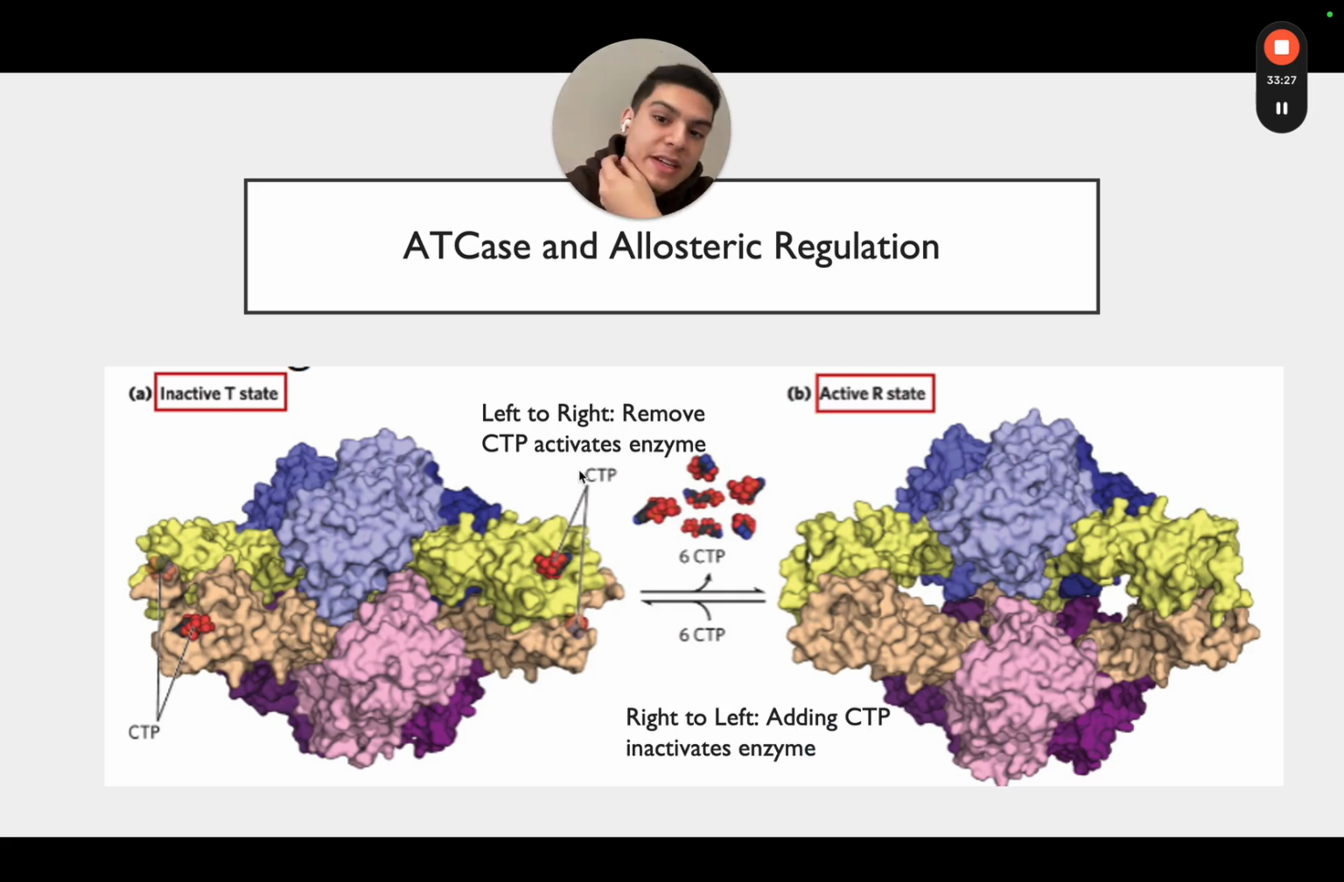And then looking at a specific example, we're looking at ATCase and allosteric regulation. From left to right, we're going from this inactive T state to the active R state. Right here we have CTP, which is just a random molecule. What this CTP does is that when it's bound, it inactivates the enzyme. But if we remove the CTP, we see that it's activating the enzyme into the R state. So again, CTP is a negative modulator, because if it's bound, it promotes the inactive state, whereas if it's released, it's the active R state.